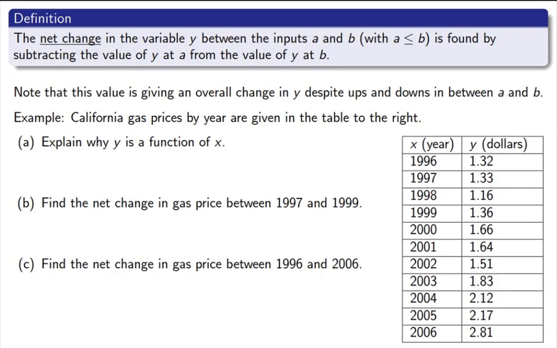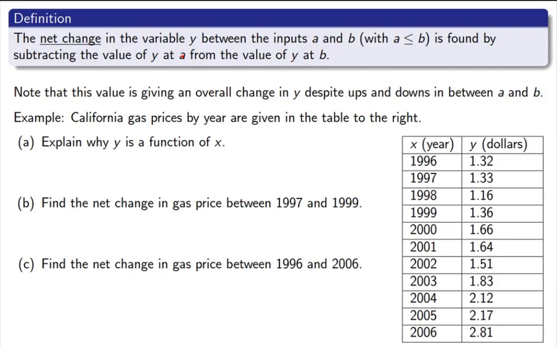Net change. So net change is something that we talk about for functions. And so the net change in the variable y, we often look at the inputs as a and b, but we do insist that when we're talking about this, that a is the smaller of the two inputs. And so what we do is we take the value of y at a and subtract it from the value of y at b. So this is in some ways the function value at b minus the function value at a. So this value is an overall change. It's kind of an averaging value. It doesn't give you information about what happened in between, but simply what happened overall.